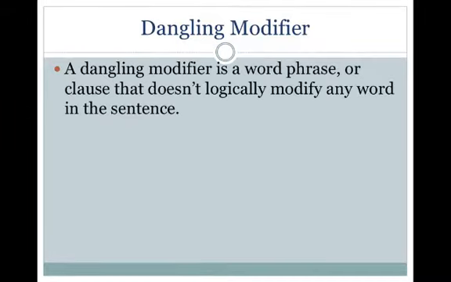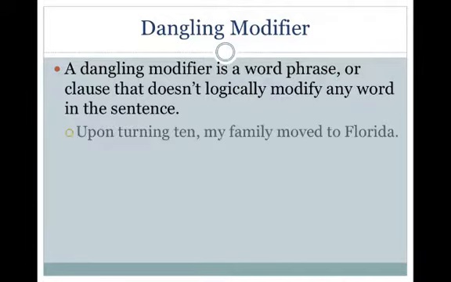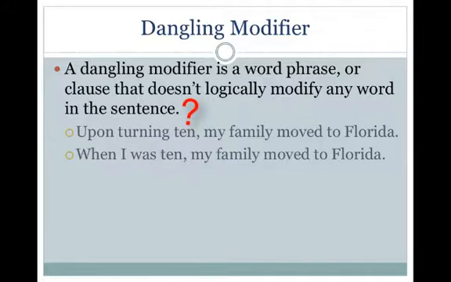Dangling modifier. A dangling modifier is a word or phrase or clause that doesn't logically modify any word in the sentence. For example, "Upon turning 10, my family moved to Florida." It's unclear who "upon turning 10" is talking about. Instead, you should write, "When I was 10, my family moved to Florida."